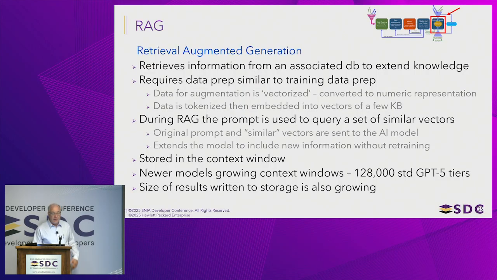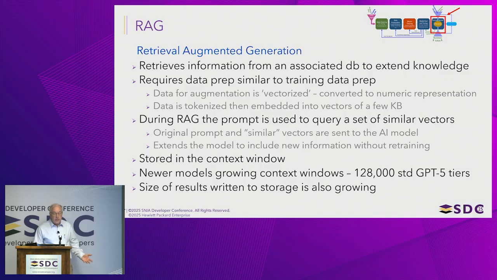RAG retrieves additional information from some associated databases to extend the knowledge of your AI model. Now, it requires some data prep that's a lot like the data prep that we talked about earlier. You have to take all your augmented data, vectorize that, and put it into a vector database, and that generates a large storage data set that you have to use. So now storage gets more exciting during the inference because of all of your augmented data.